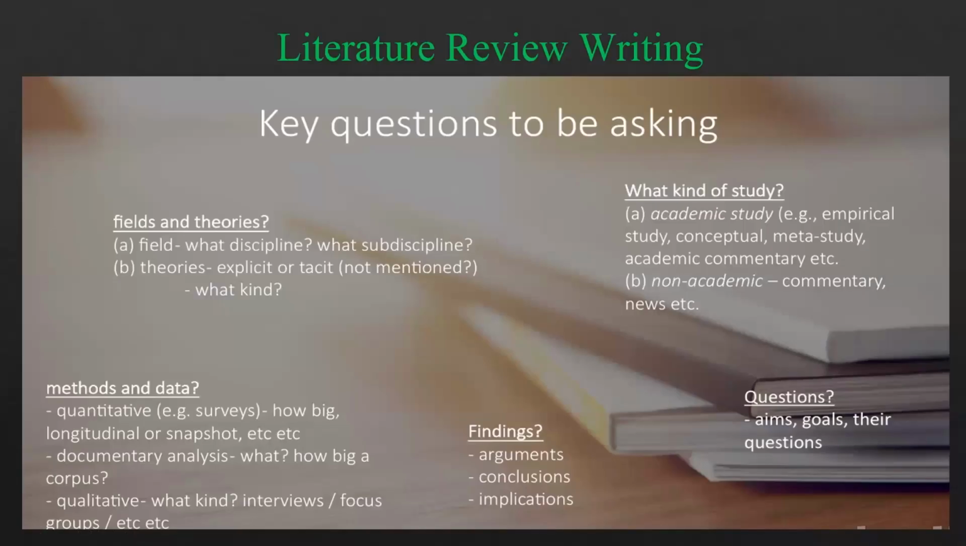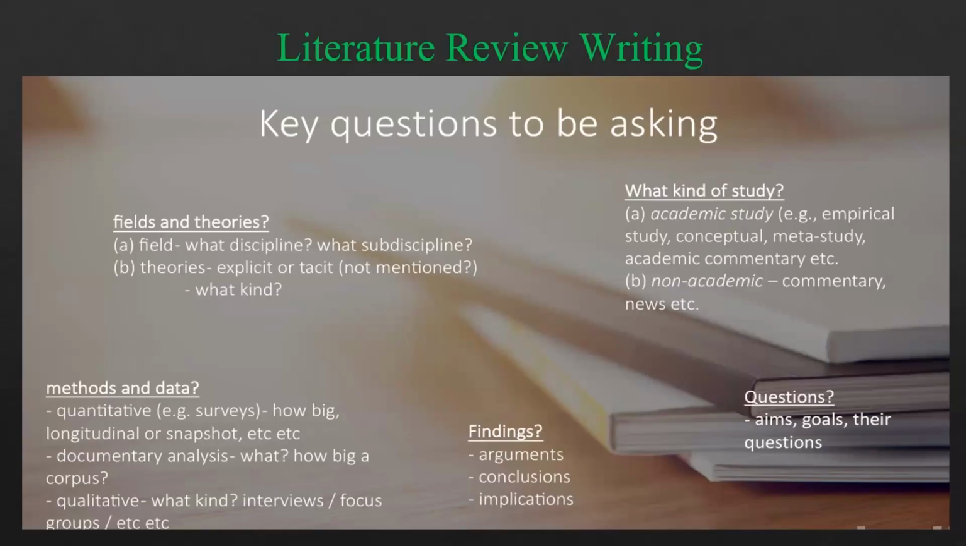It's not always just about the content of the source of information, but also what type of information is it? Things like, what are the author's aims, their goals? What are the research questions that have guided their study? What are the fields and theories that they have used in their study? Are these theories explicit or tacit? Because sometimes there'll be a theoretical framework, but it won't be explicitly stated in the article or book chapter, and you have to sort of suss out what this theoretical framework for that particular study is.